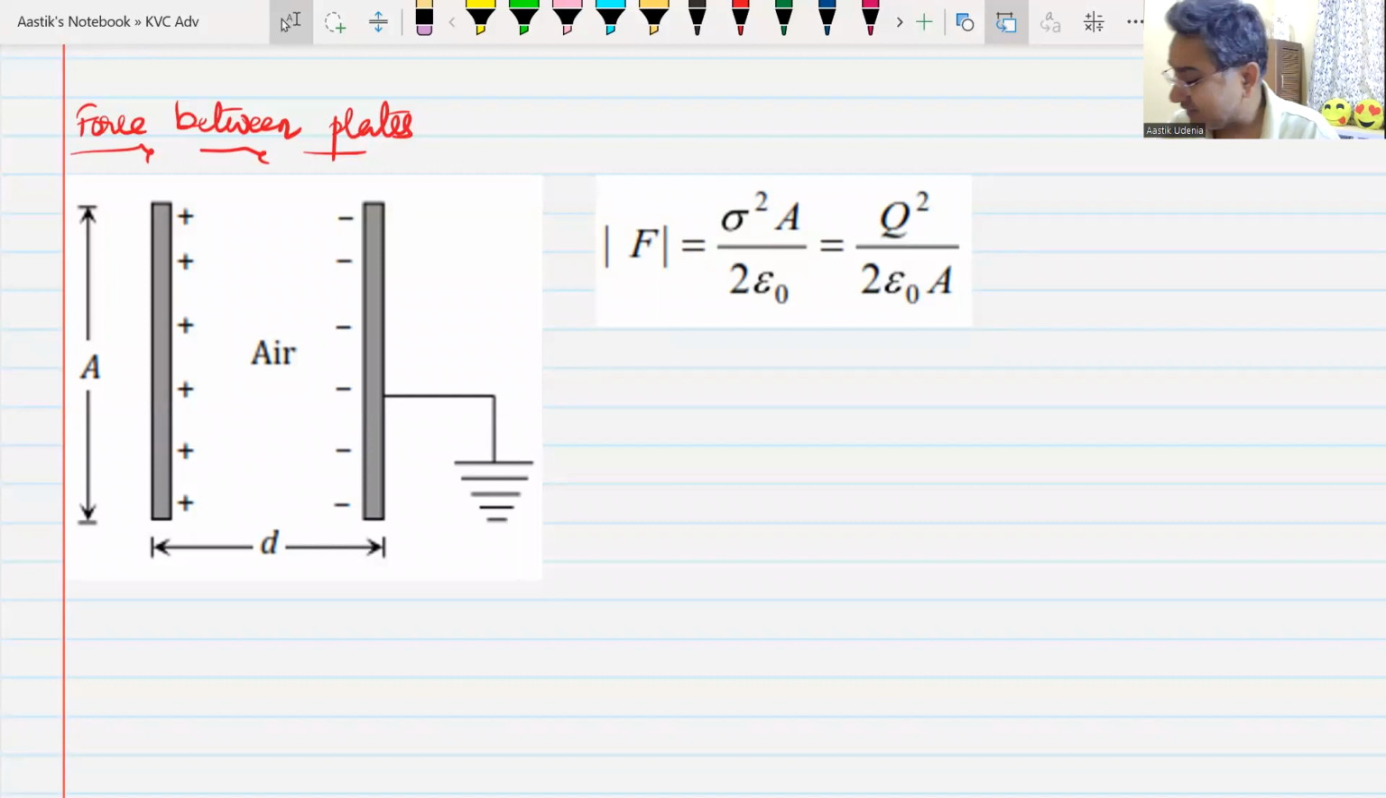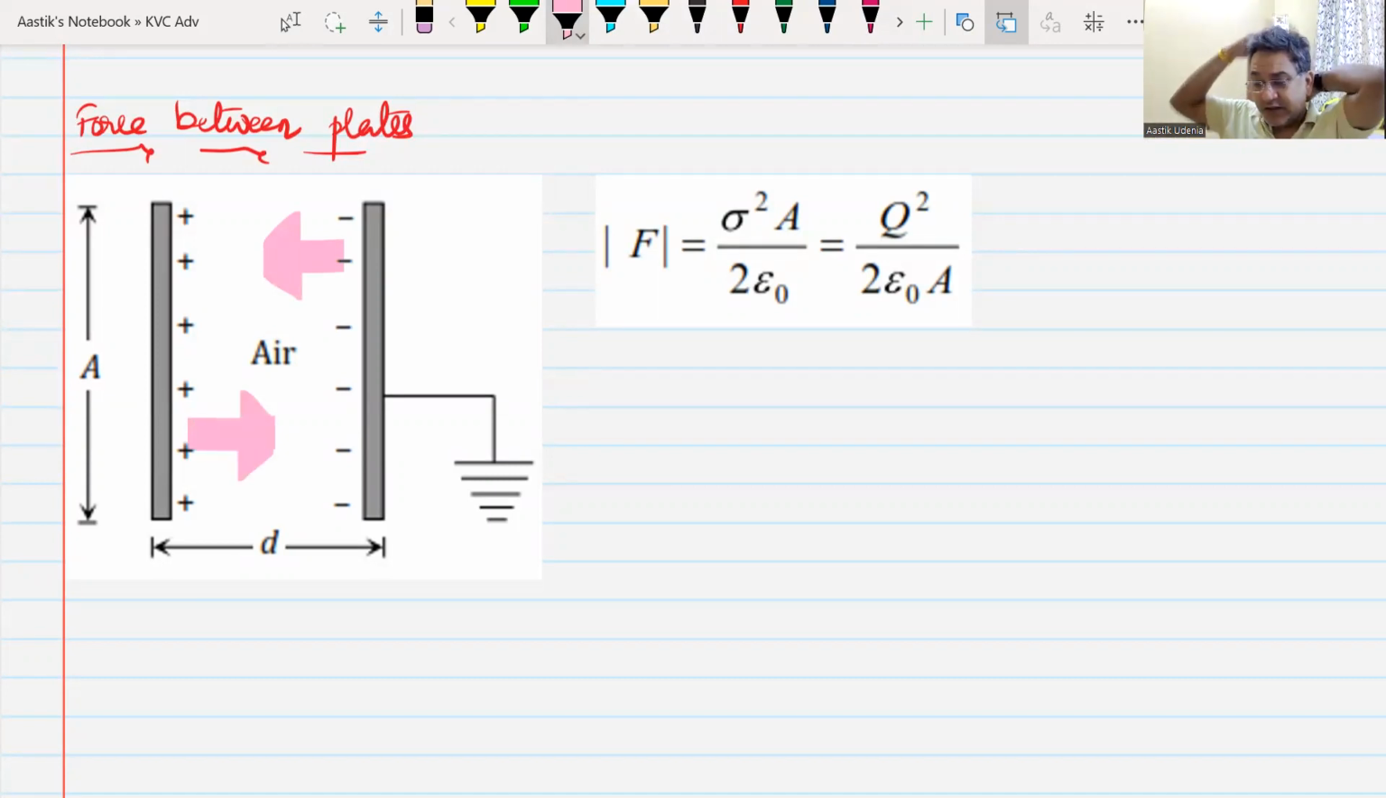That takes us to the next topic. This is the force of attraction between the two plates of the capacitor. As you can see, one of the plates of the capacitor is positively charged and the other plate of the capacitor is negatively charged. They are going to attract each other, yes or no? Yes, sir.